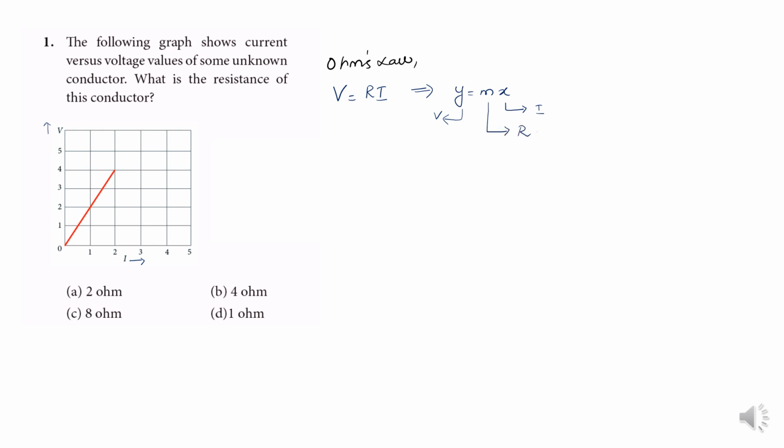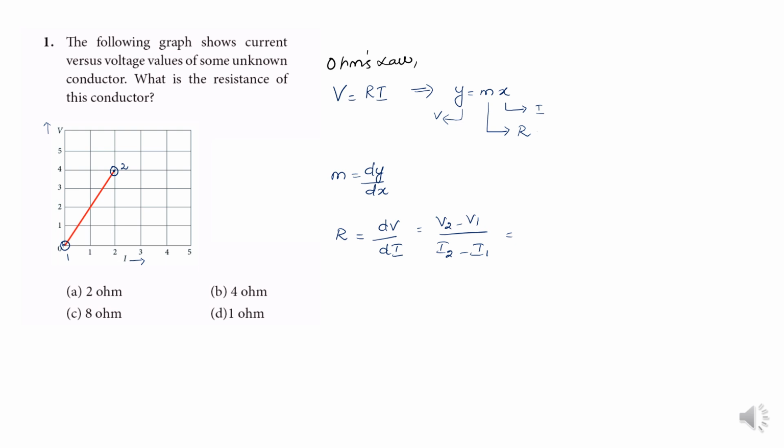So slope m is equal to dy by dx. So here resistance R is the slope, so this is dV by dI, which is V2 minus V1 by I2 minus I1. Let this be 1 and let this be 2. You can take any point in between, so let us take the initial and final point.